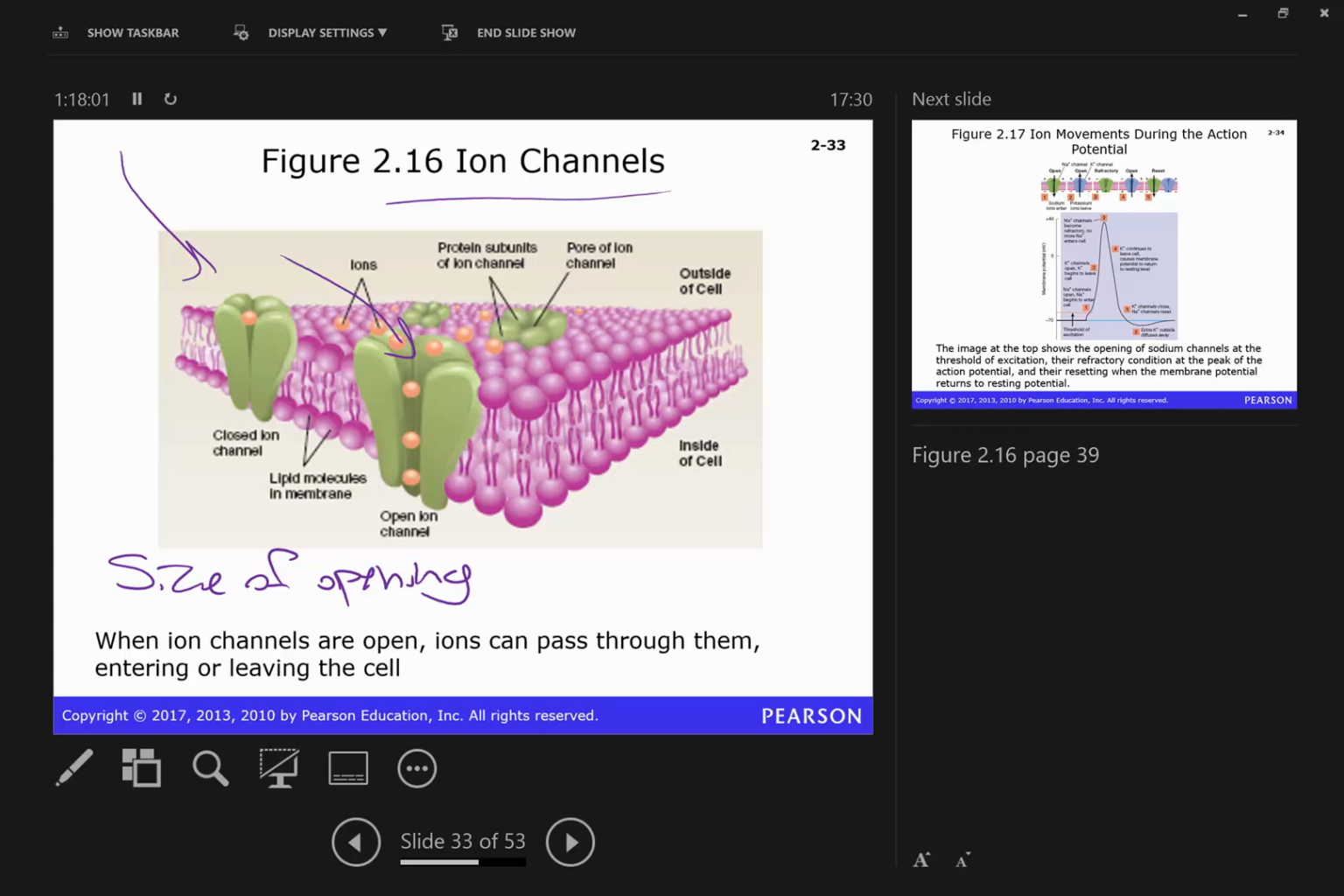It's pretty cool, actually. So what ion could this be? Well, if this is the inside of the cell and this is the outside of the cell, what are your options for ions typically? Sodium, could be chloride. Okay. Does that work?